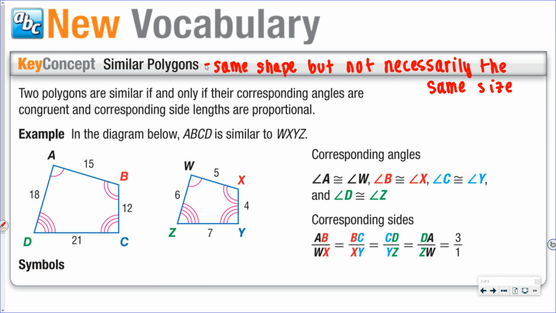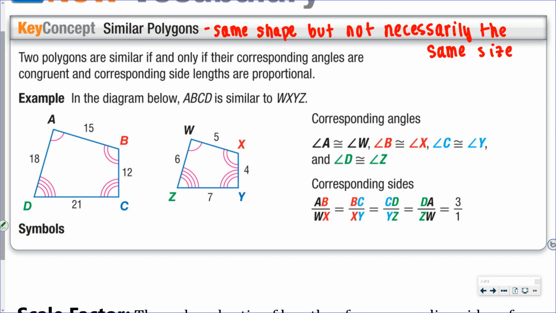So we can classify 2 polygons as similar if and only if 2 things. All of the corresponding angles are congruent, and the corresponding side lengths are proportional, meaning they have some common ratio, scale factor, that I could write as a proportion to any of the sides, or all of the sides, I should say, all the sides. All right, so looking here in this diagram, they're telling us that this quadrilateral ABCD is similar to WXYZ.